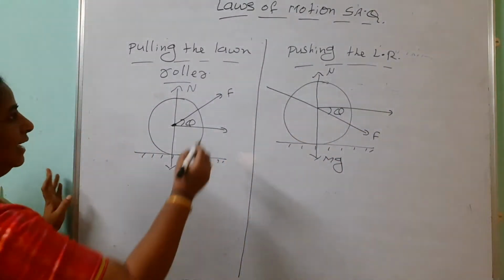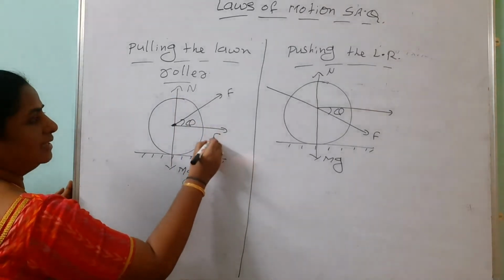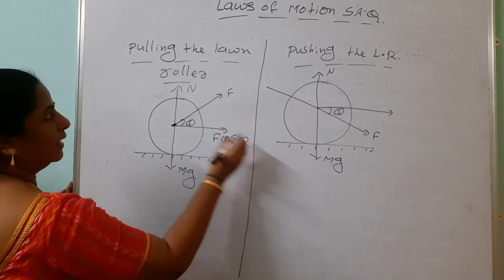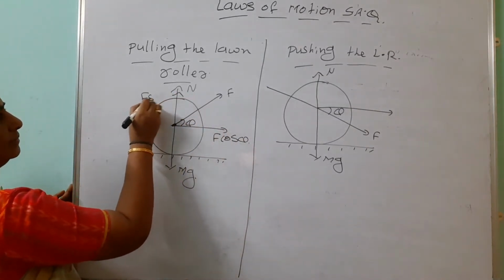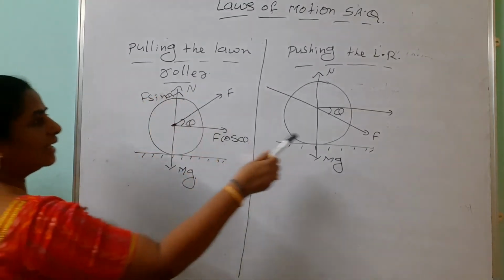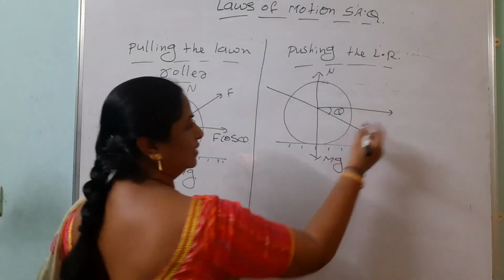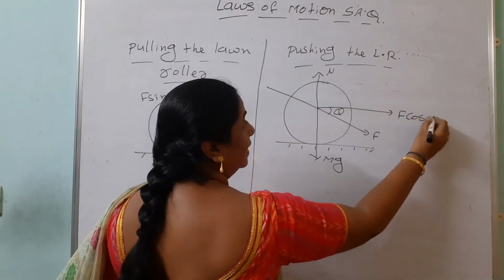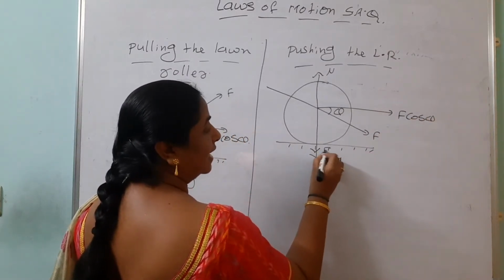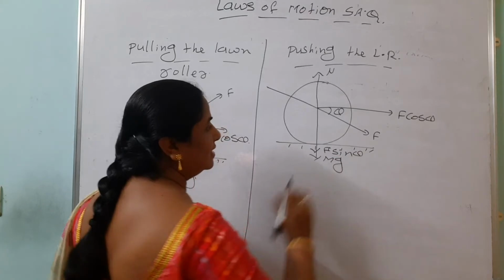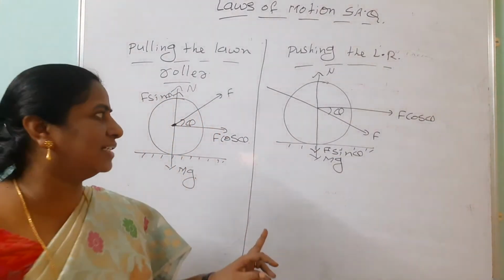y-axis. Look here. F is resolved into two components. This is F cos theta and this is F sin theta. And here also F is resolved into two components. One is F cos theta, but F sin theta you can observe is acting downwards. The only difference is this only. So diagrams are a must for this one.